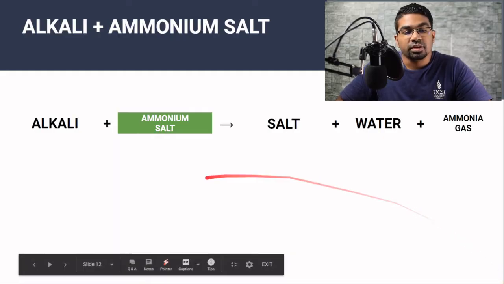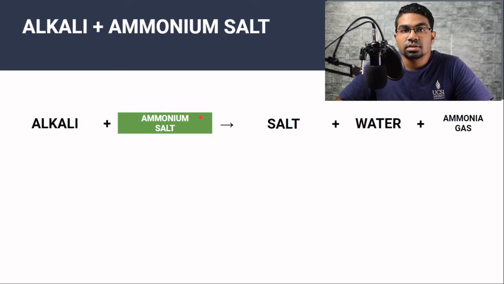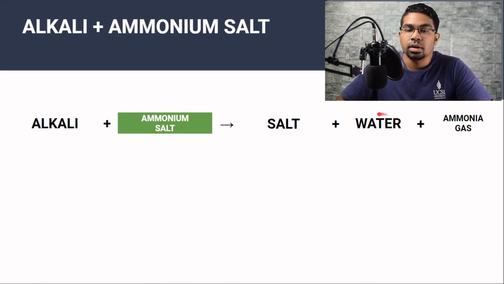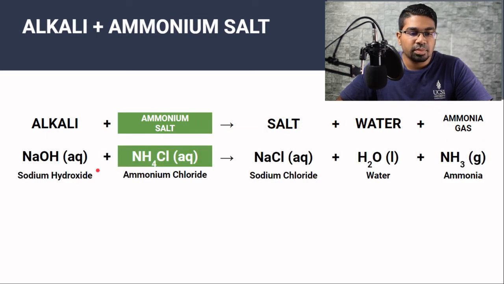The second reaction is alkali with ammonium salts. Ammonium salts are salts that have ammonium as the cation. So when we react ammonium salts with alkali, what we get is salt and water as before, but with the extra ammonia gas here. Example, sodium hydroxide in the aqueous state reacting with ammonium chloride.